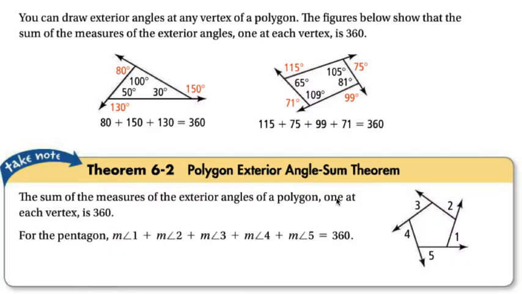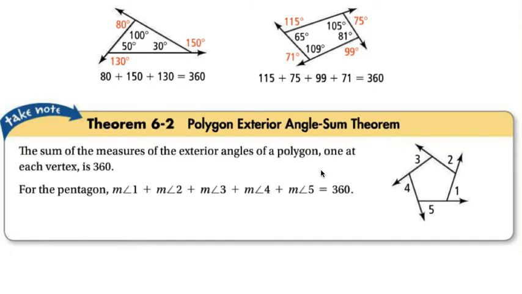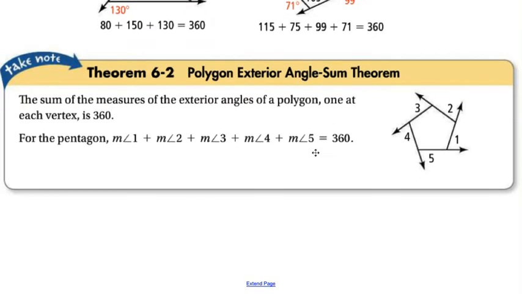The exterior angles are formed in a polygon by just extending any of the sides. And you can see that if you add all of the exterior angles in any polygon, every single time we get 360 degrees. So that gives us the Polygon Exterior Angle Sum Theorem. It says that the sum of the measures of the exterior angles of a polygon, one at each vertex, is 360 degrees. And that's kind of interesting. You could have 27 sides and the exterior angles would still sum to 360 degrees.